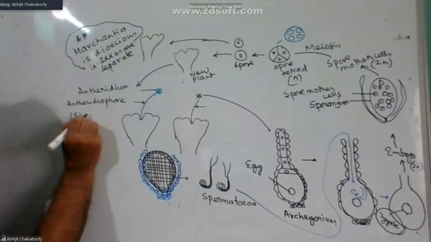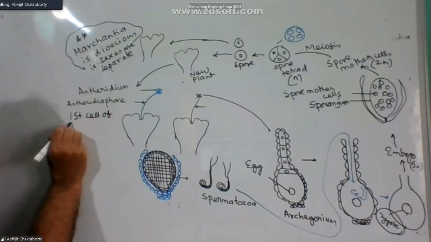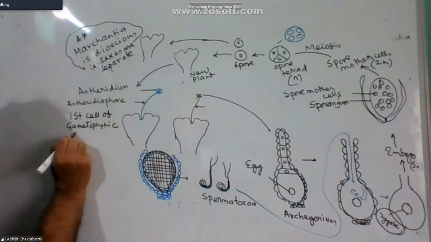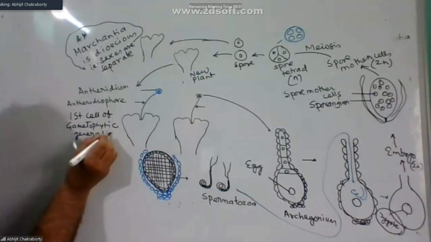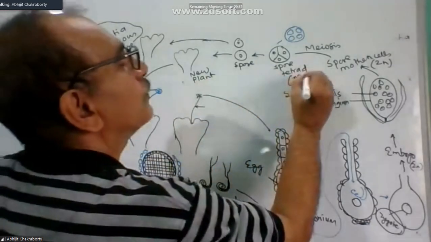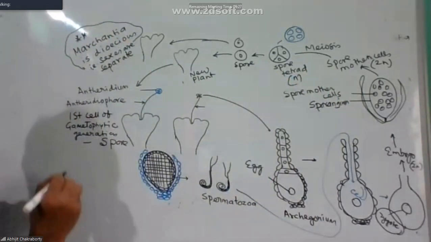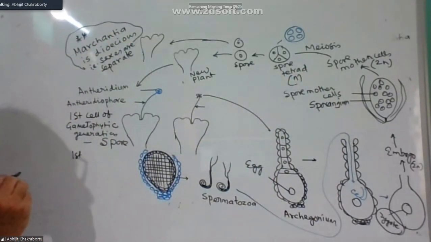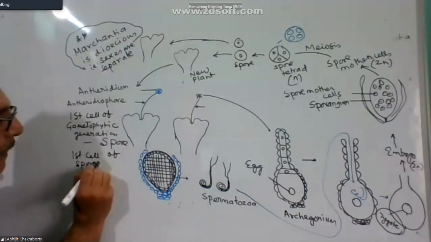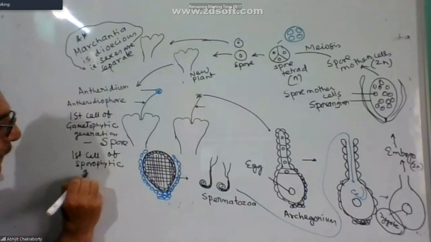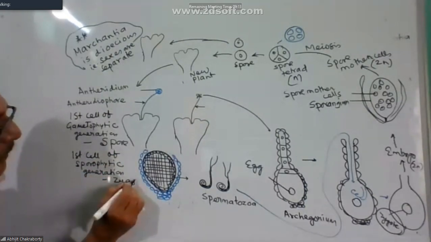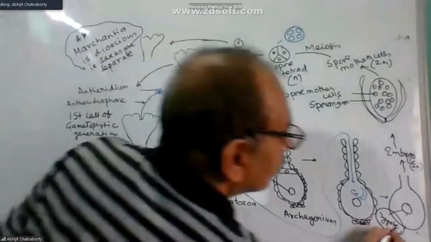First cell of gametophytic generation, spore. Here spore tetrad means spore. First cell of sporophytic generation, zygote. Here zygote is diploid.